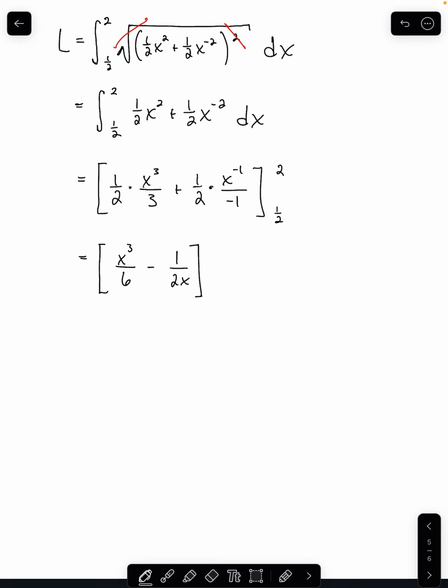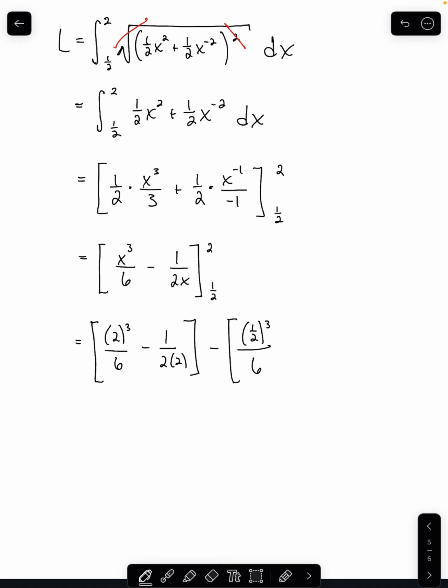So we then have 2 cubed over 6 minus 1 over 2 times 2, minus 1/2 cubed over 6 minus 1 over 2 times 1/2. In the first bracket, this gives us 8 over 6 minus 1 over 4. In the second bracket, this gives us 1/8 divided by 6, which is 1 over 48, minus, well, the 2 times the 1/2 in the denominator is just 1. So we have 1 over 1, which is 1.